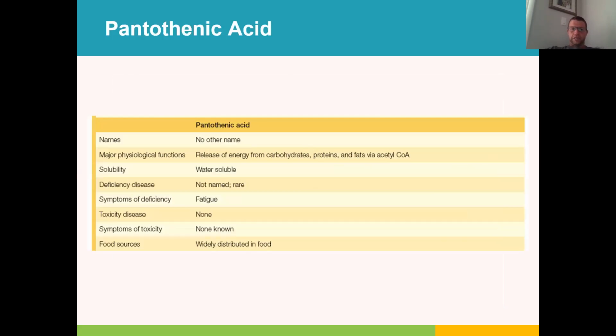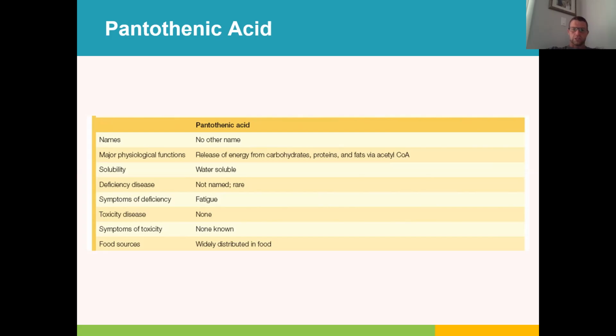Okay. Pantothenic acid. Its major physiological role: it releases energy from carbs, proteins, fats through acetyl-CoEnzyme A. So this is an oxidative energy release. Again, you guys will see this when we get to the Krebs cycle here in a little bit. Water soluble again. Deficiency, there's no deficiency named. If you don't get enough pantothenic acid, you might feel fatigue. No toxicity, again, it's water soluble, so it'd be hard to get toxic levels of pantothenic acid.